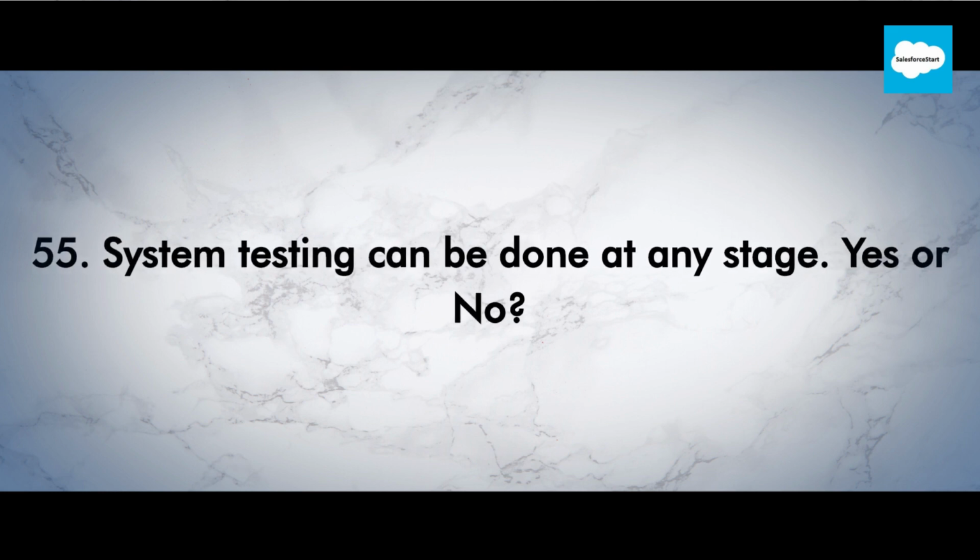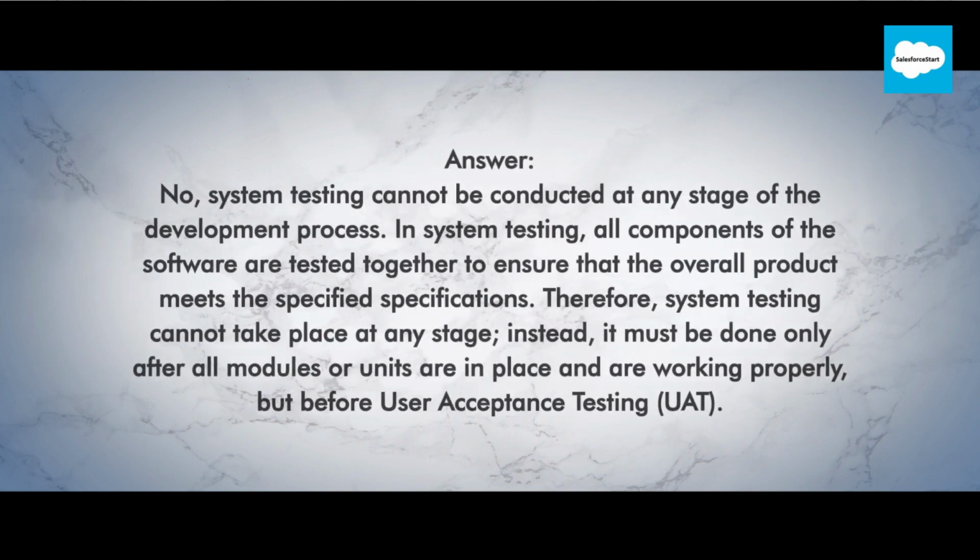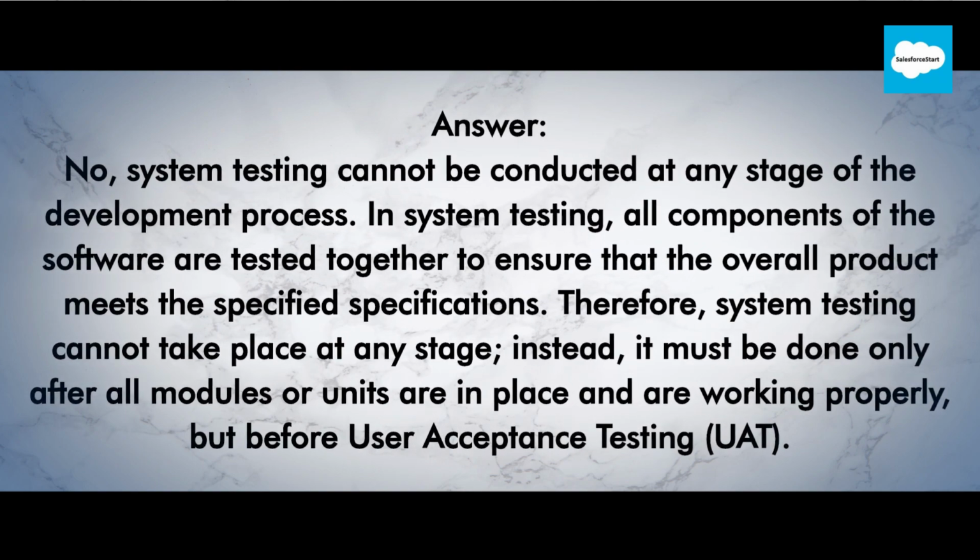55. System testing can be done at any stage. Yes or no? Answer. No. System testing cannot be conducted at any stage of the development process. In system testing, all components of the software are tested together to ensure that the overall product meets the specified specifications. Therefore, system testing cannot take place at any stage. Instead, it must be done only after all modules or units are in place and are working properly, but before user acceptance testing, UAT.